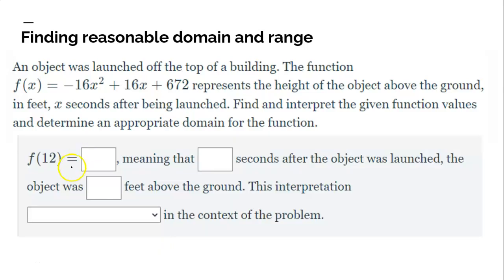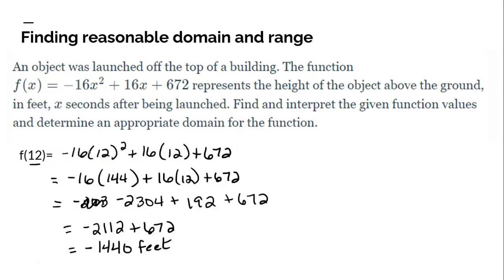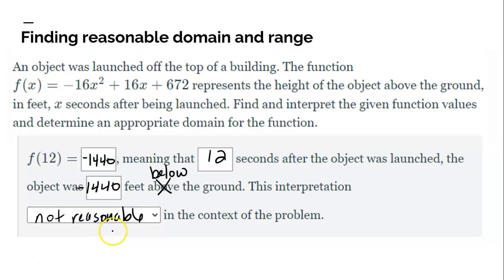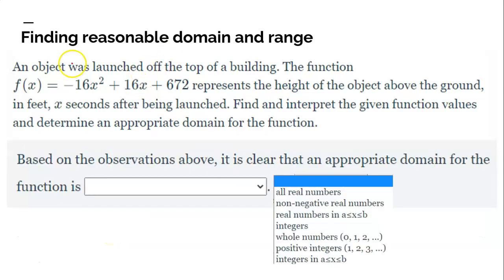All right, so let's take a look. F of 12 is equal to -1,440. Meaning that 12 seconds after the object was launched, the object was -1,440 feet, and that's actually not above, that's below the ground. If the number here is negative, that's below the ground. This interpretation is not reasonable. That is not a reasonable interpretation in the context of the problem.